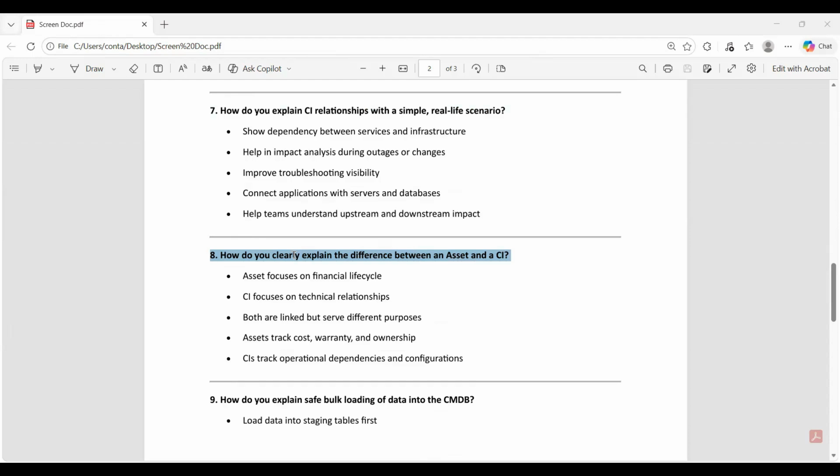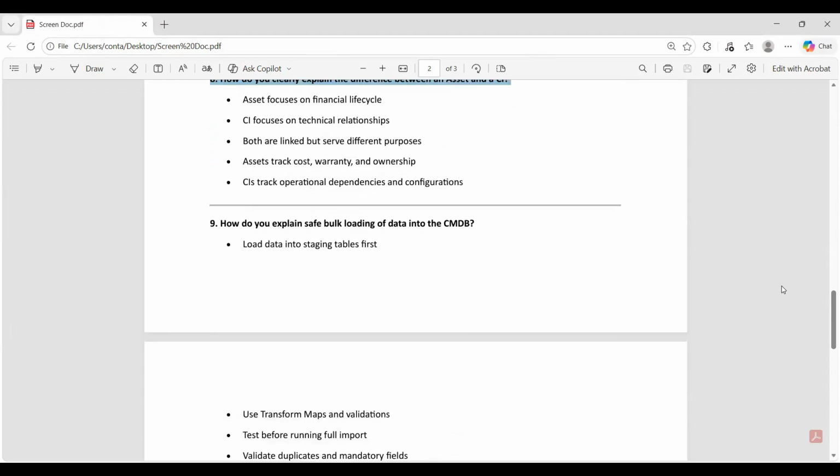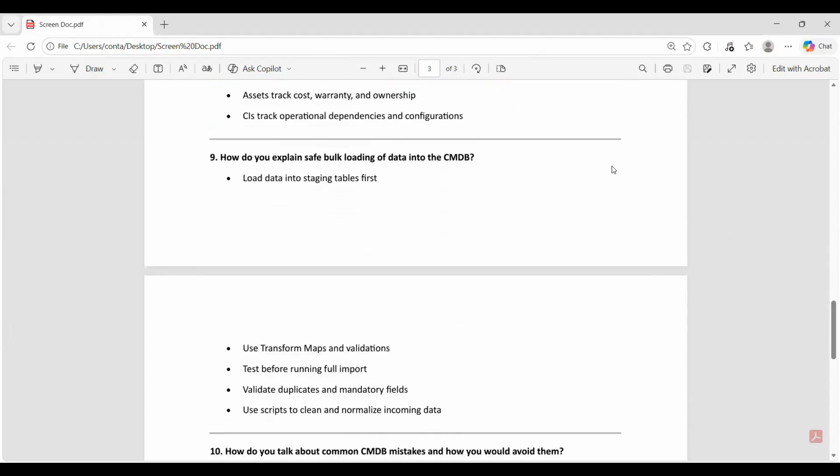So now finally, moving to the second last question, question number 9. How do you explain safe bulk loading of data into CMDB? Good question. When discussing bulk loading, we should first explain the risk: if we load data directly into CMDB without any validation, we can accidentally create thousands of duplicate and incorrect CIs. So the recommended process is always a controlled and staged one.